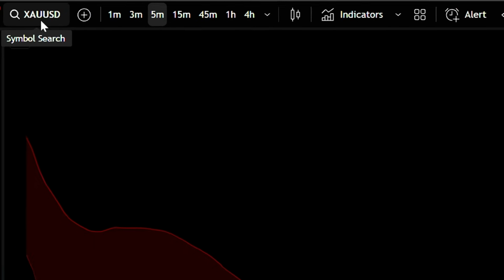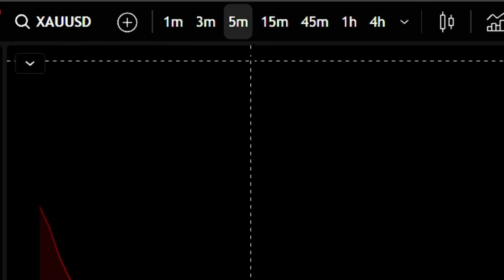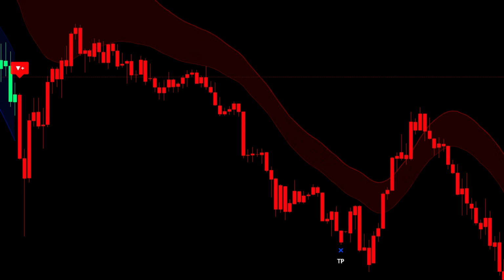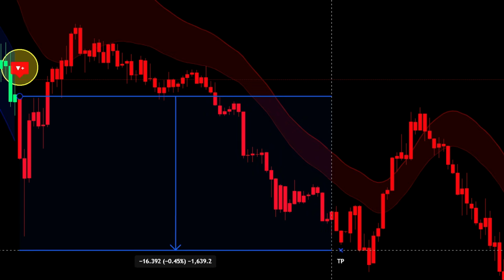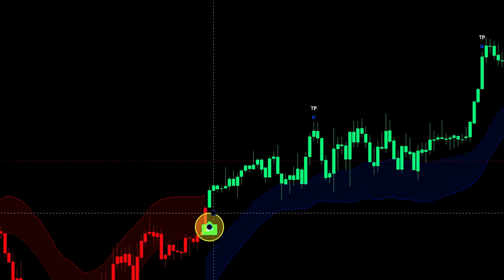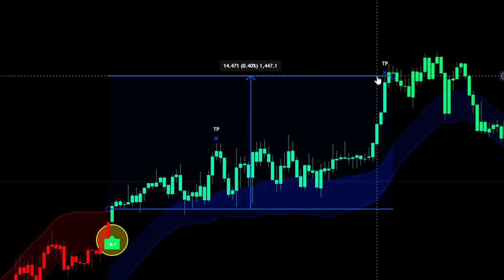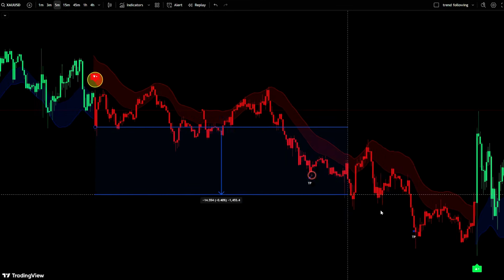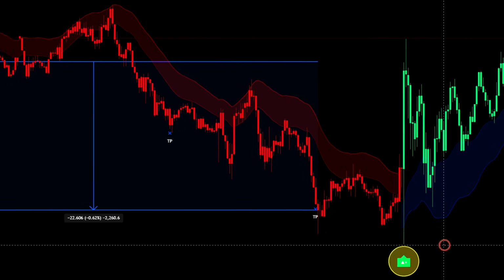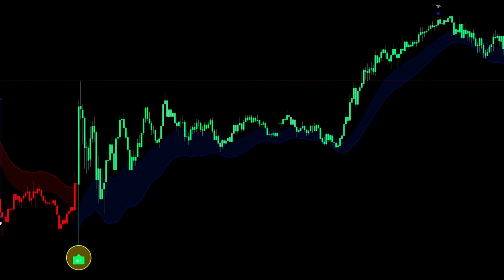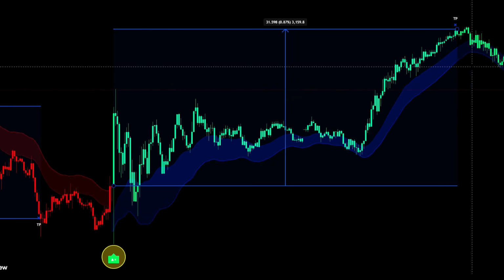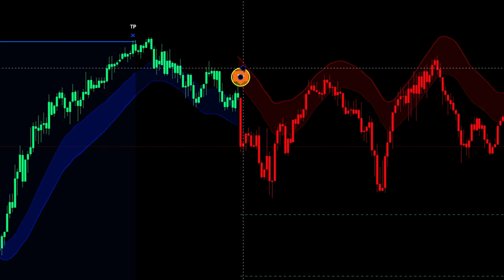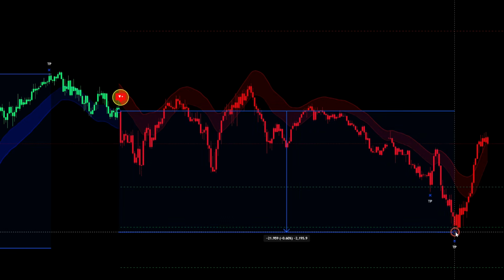Now, let's flip over to gold. Still on the 5-minute chart. Sell signal, targets marked. Price runs down and hits them. Then a buy signal shows up and target 2 gets tagged. After that, another sell comes in and hits target 2 again. Not long after, another buy signal pops up, also running to its targets. And finally, a sell signal appears and once again it reaches target 2. Over and over, the signals are clear and easy to follow.